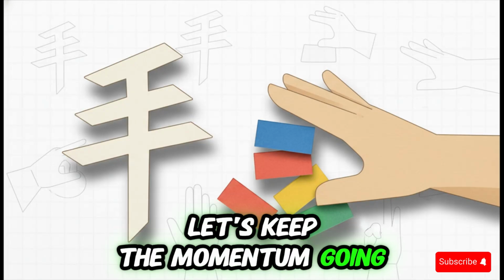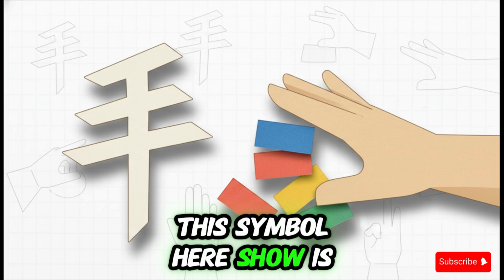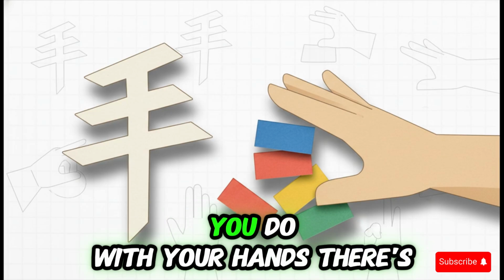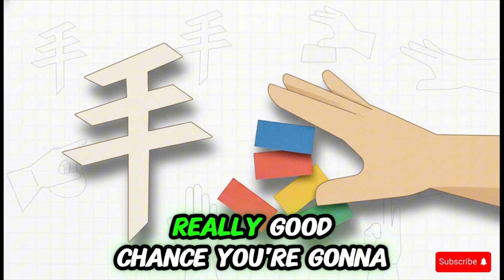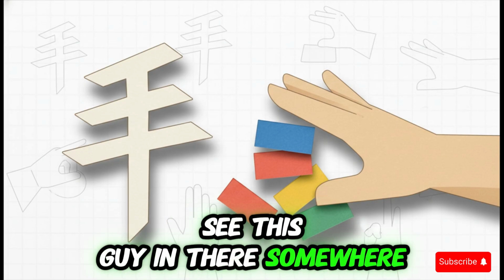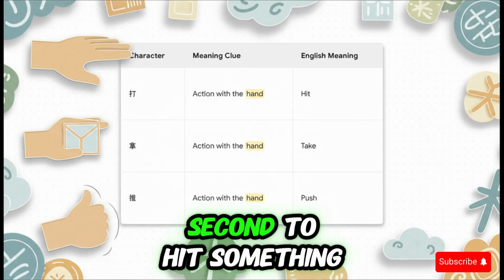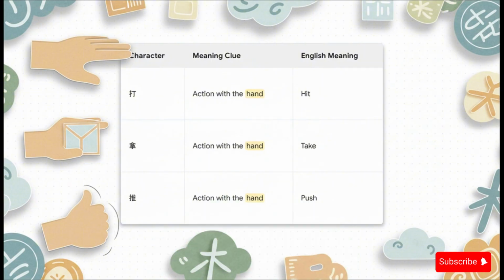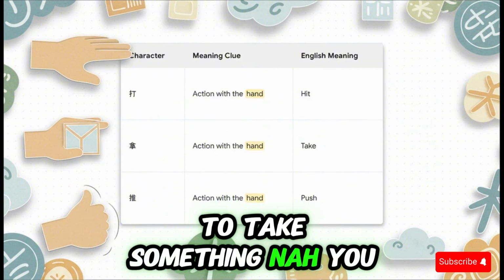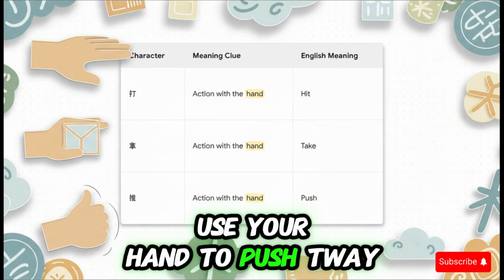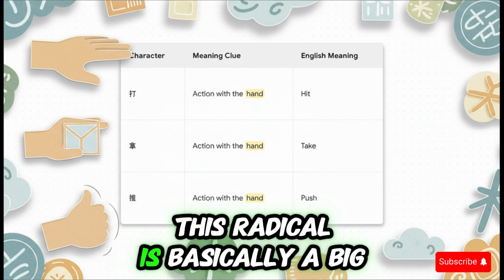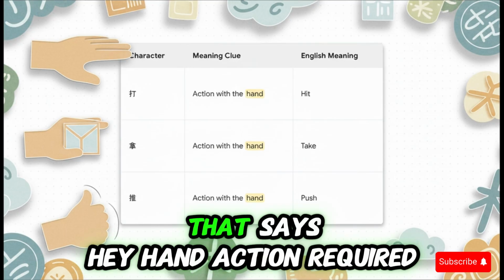Let's keep the momentum going. This symbol here, shou, is the hand radical. If a character is about an action you do with your hands, there's a really good chance you're going to see this guy in there somewhere. Think about it for a second. To hit something, da, you use your hand. To take something, na, you use your hand. To push, tui, again, it's a hand action. This radical is basically a big signpost that says, hey, hand action required.